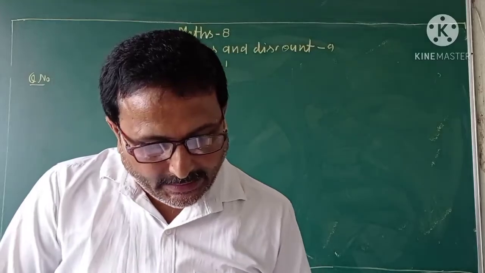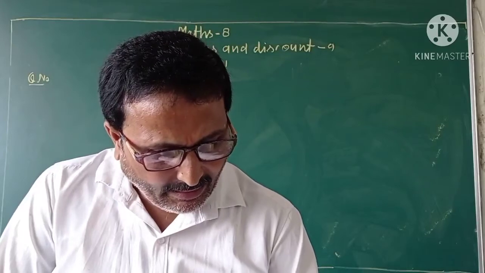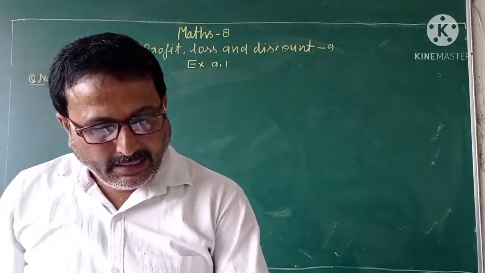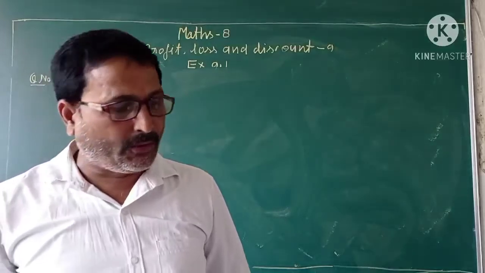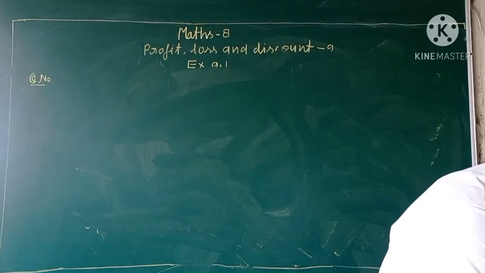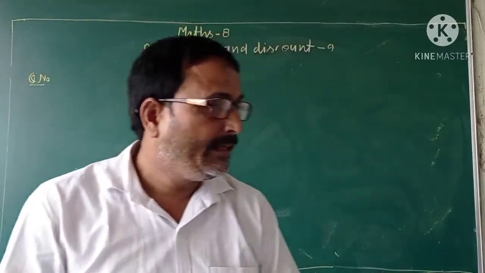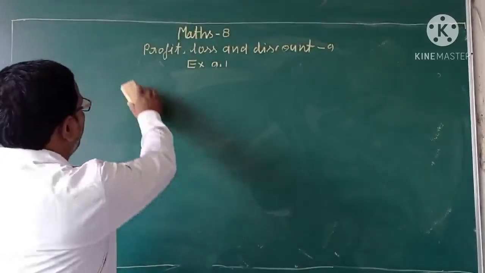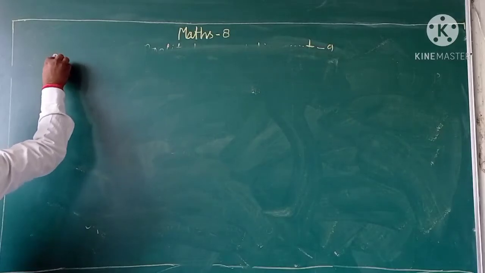A toy was sold at a gain of 12%. Or the same question: a scooter was sold at a profit of 30%. Had it been sold at 3,000 rupees more, the gain would have been 40%. Find the CP of the scooter. Let CP of the scooter be rupees X.